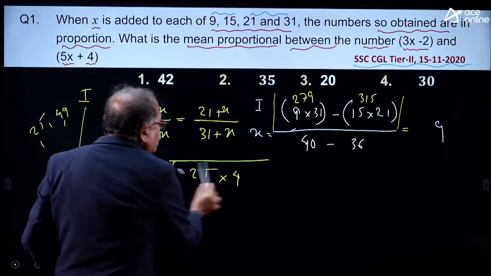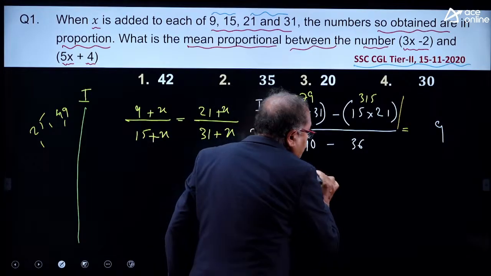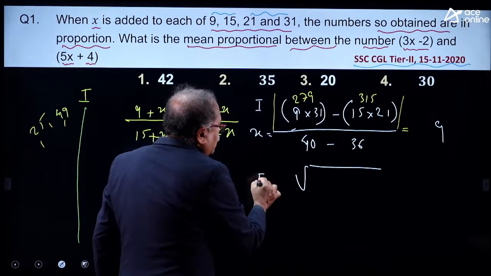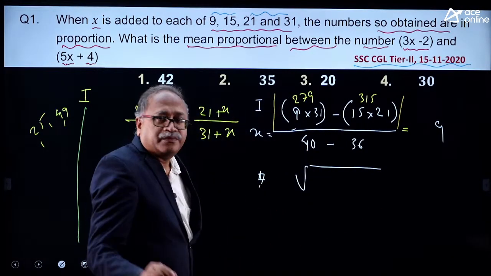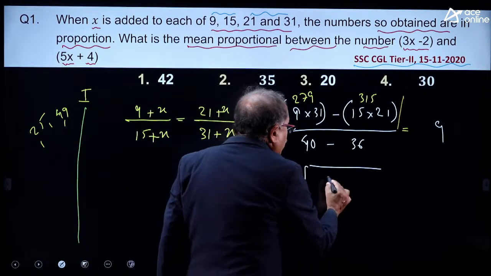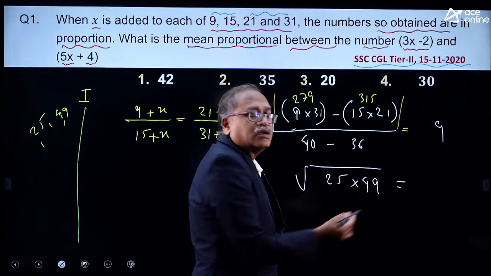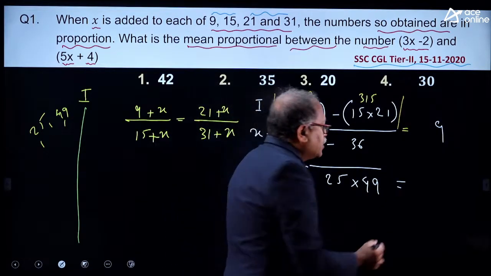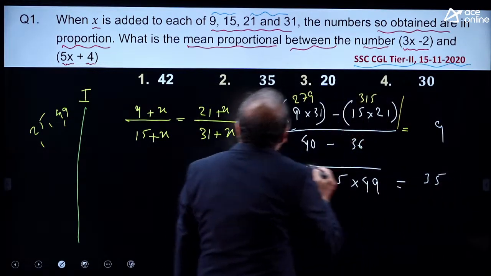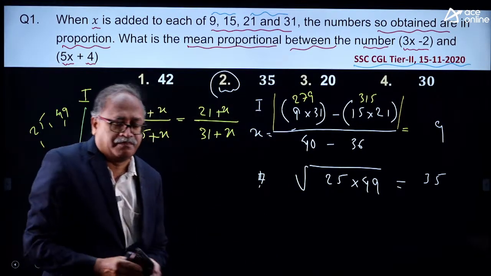Let me write it down. The required one is the square root of 25 into 49. In other words, that is 5 into 7, 35. So, you beautifully answered the question, option choice 2, in a reasonable time.